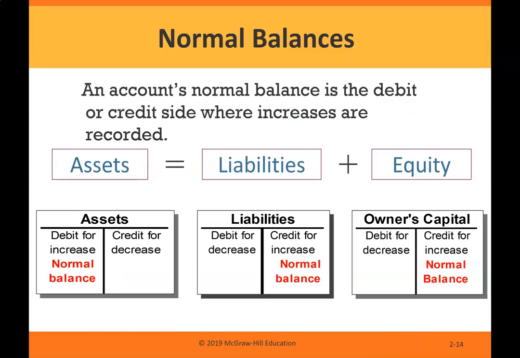Normal balances. An account's normal balance is the debit or credit side where increases are recorded. So for assets, the normal balance is a debit. For liabilities, the normal balance is a credit. And for equity, the normal balance is a credit. So when you add up all the balances in these accounts, your final balance should be a debit for assets and a credit for liabilities and equity.